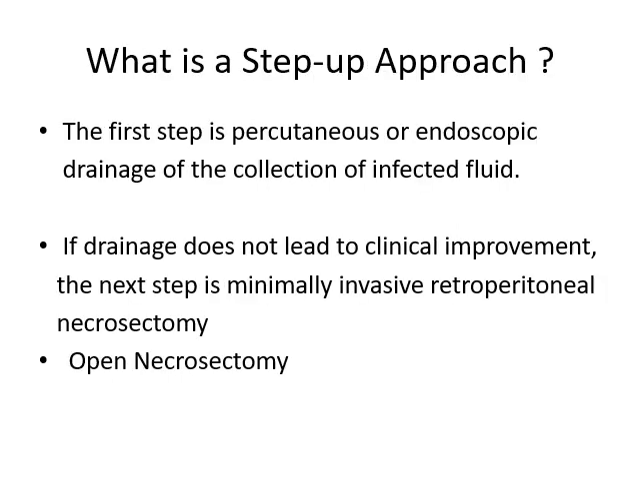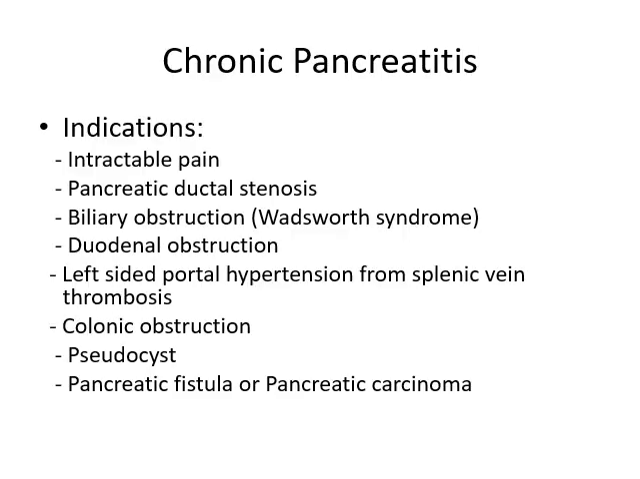The step-up approach, as I said, is to first start with endoscopic and percutaneous drainage, and if that fails, you can do surgical drainage, either minimally invasive or open necrosectomy. Now we finished the surgery and tricks for acute pancreatitis. Now we'll go for chronic pancreatitis.